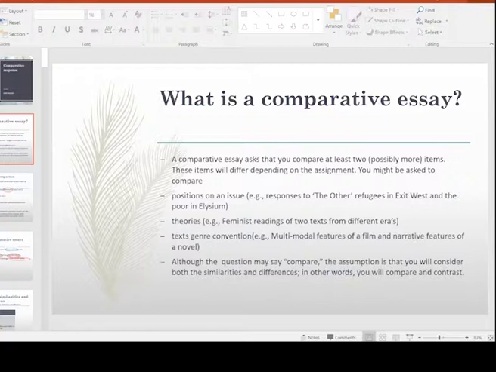A comparative essay is something that asks you to compare at least 2 or possibly more items, and the items will differ depending on the assignment. So you might be asked to compare positions on an issue. For example, you might be asked to compare the responses to the other, which is like the refugees in Exit West, and the poor in Elysium.